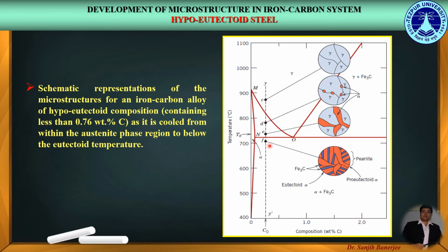Now after point F, while cooling down further, the amounts of these two phases of alpha and cementite will vary somewhat as per the lever rule, but the microstructure will remain the same. So, this explains the development of microstructure for hypoeutectoid steel composition.